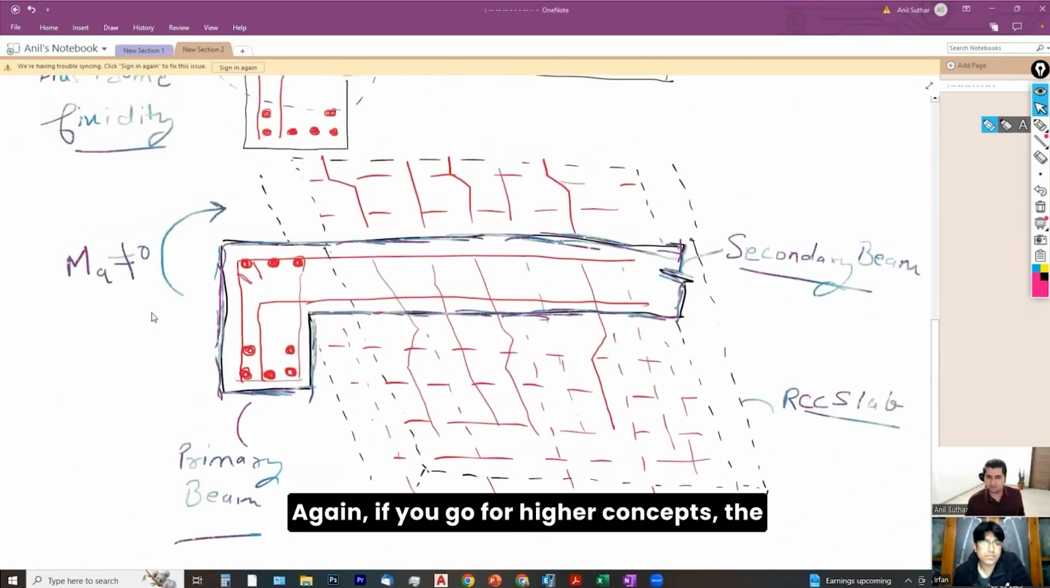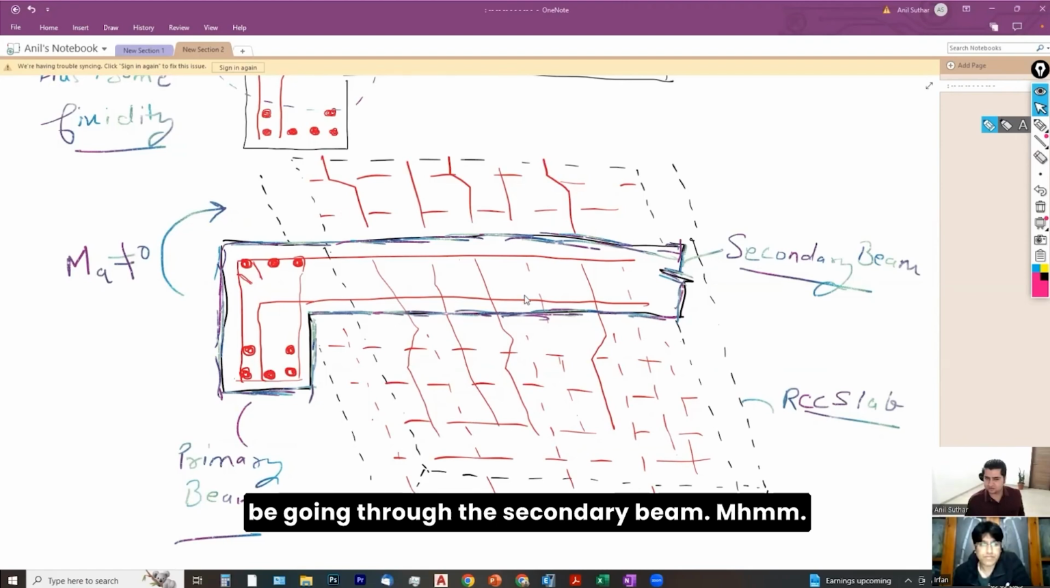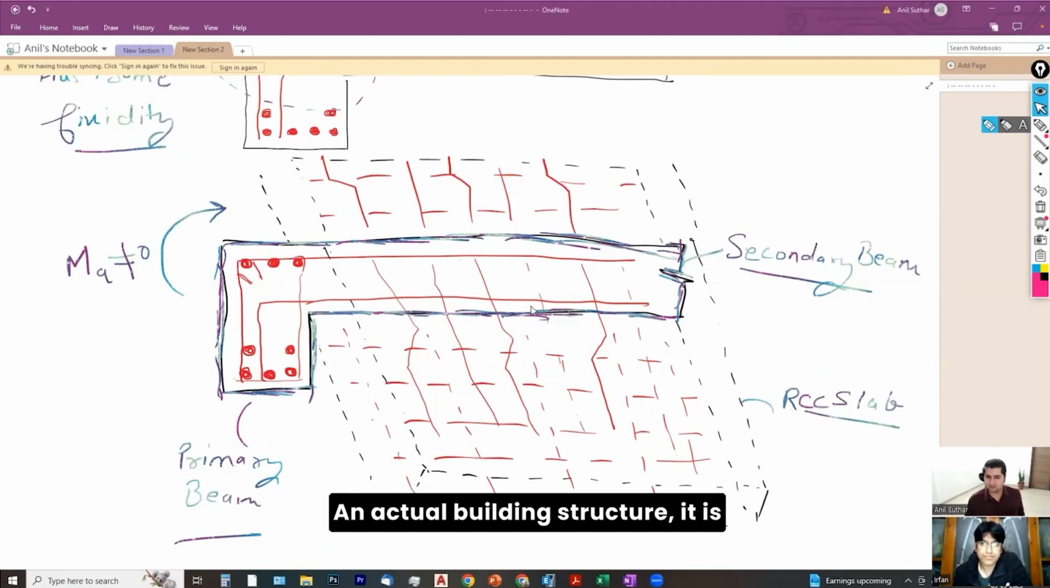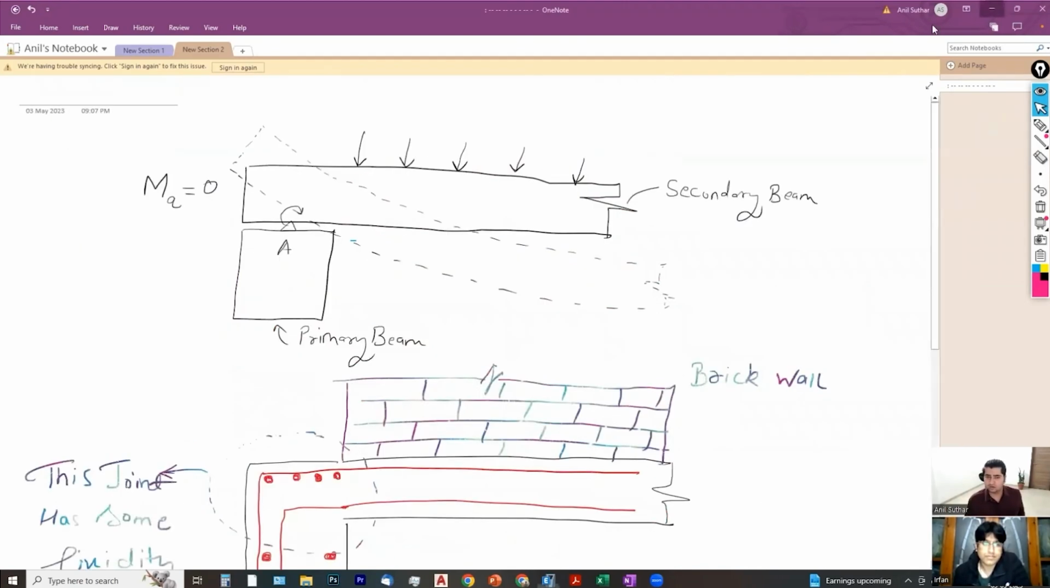Again, if we go for higher concepts, the secondary beam will also be part of the slab because it is cast together on site. So the reinforcement of the slab will also be going through the secondary beam. If we consider that this secondary beam is a simply supported beam, then this is not possible at real sites. In an actual building structure, the slab and secondary beam act as a single unit. So obviously, this joint will have some amount of flexibility that will be calculated by ETABS through moment distribution analysis, by considering the stiffness of the connected members.